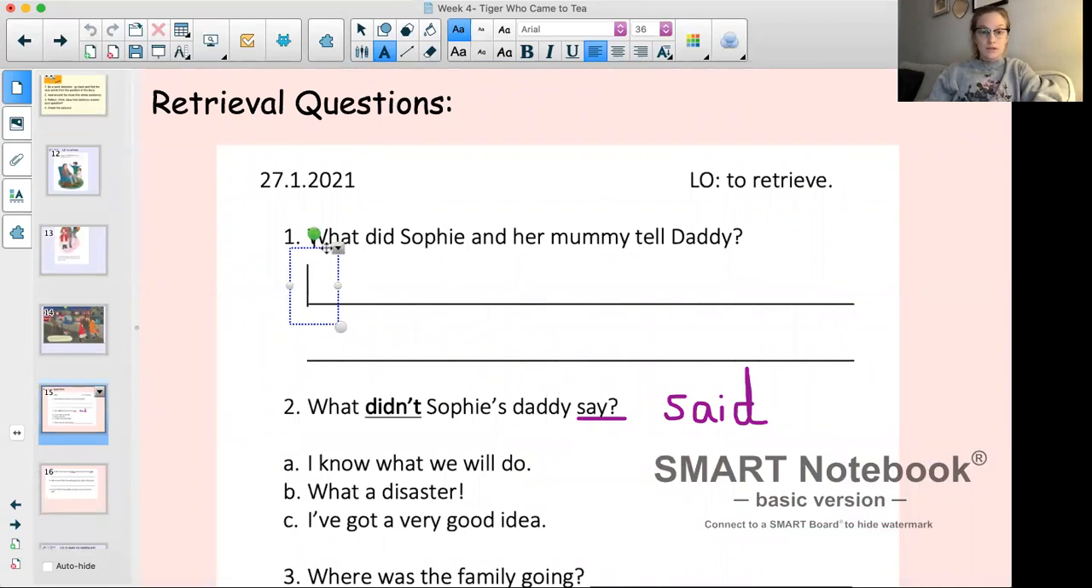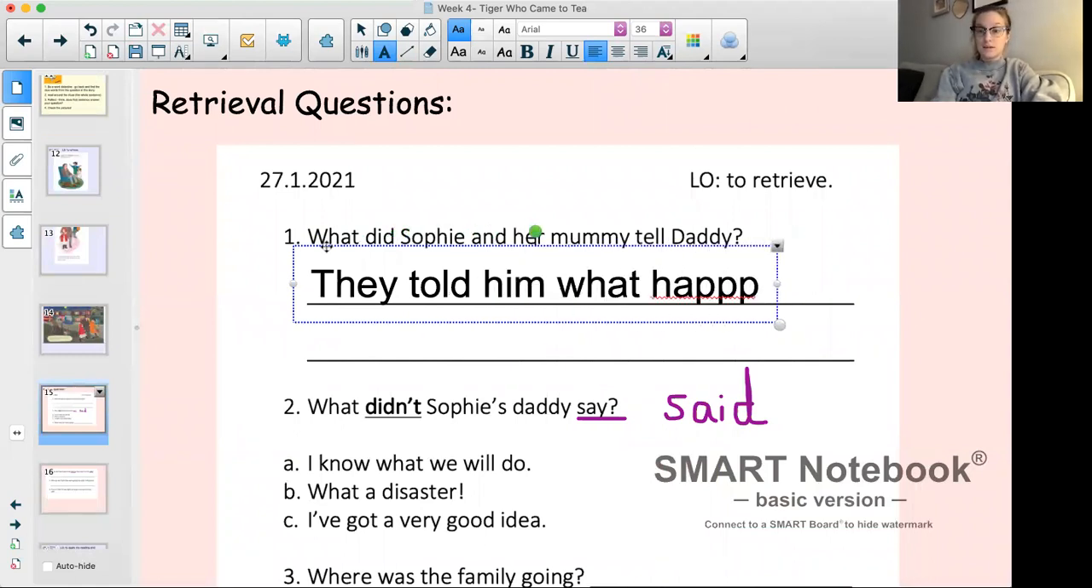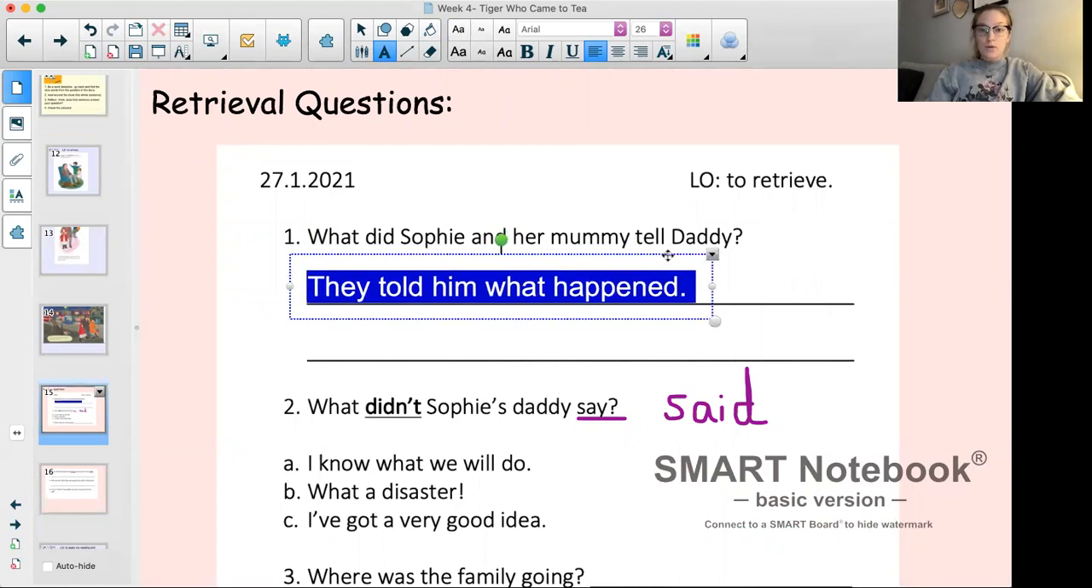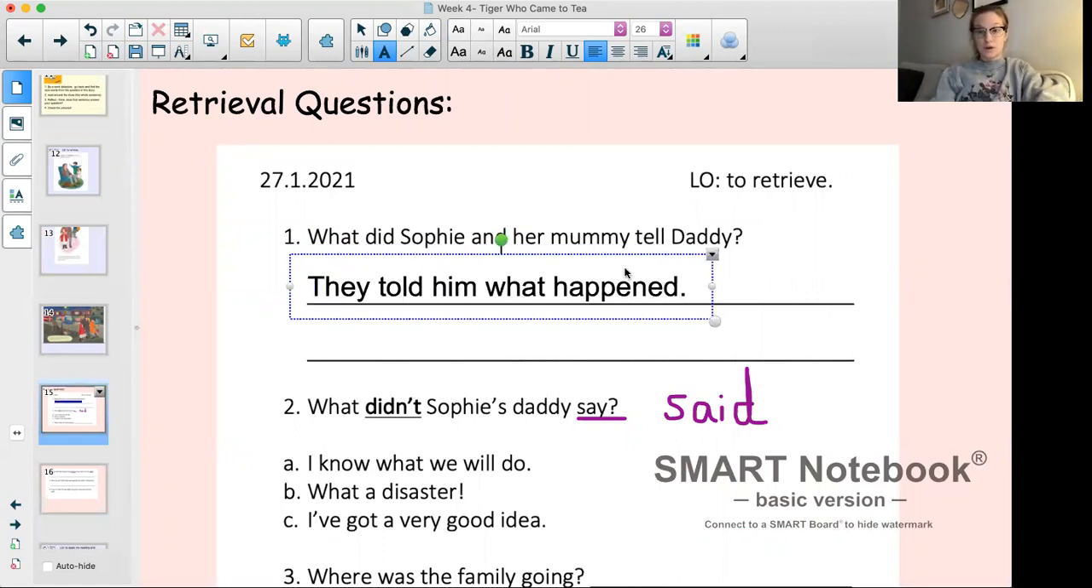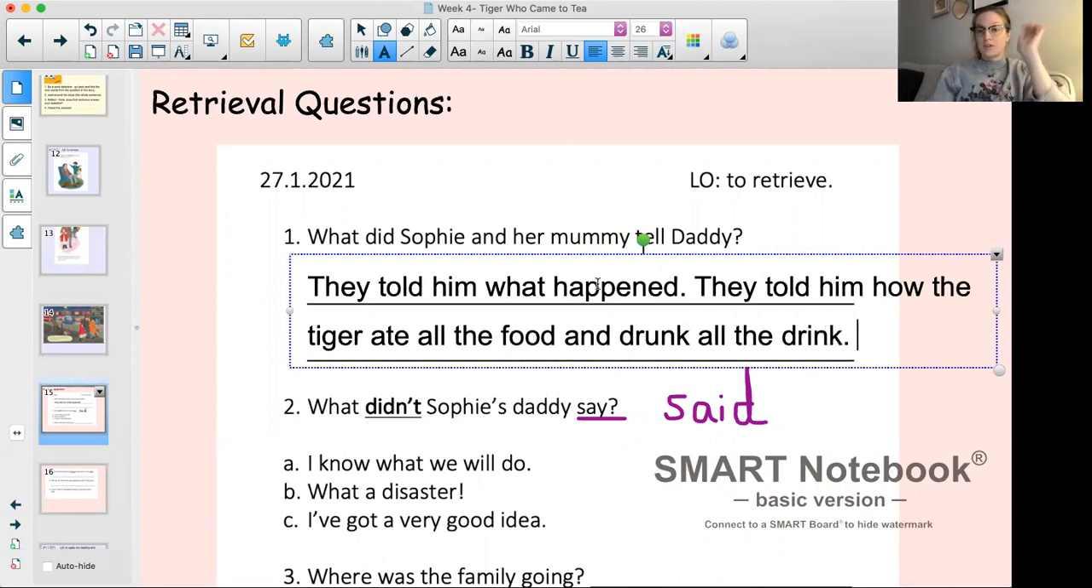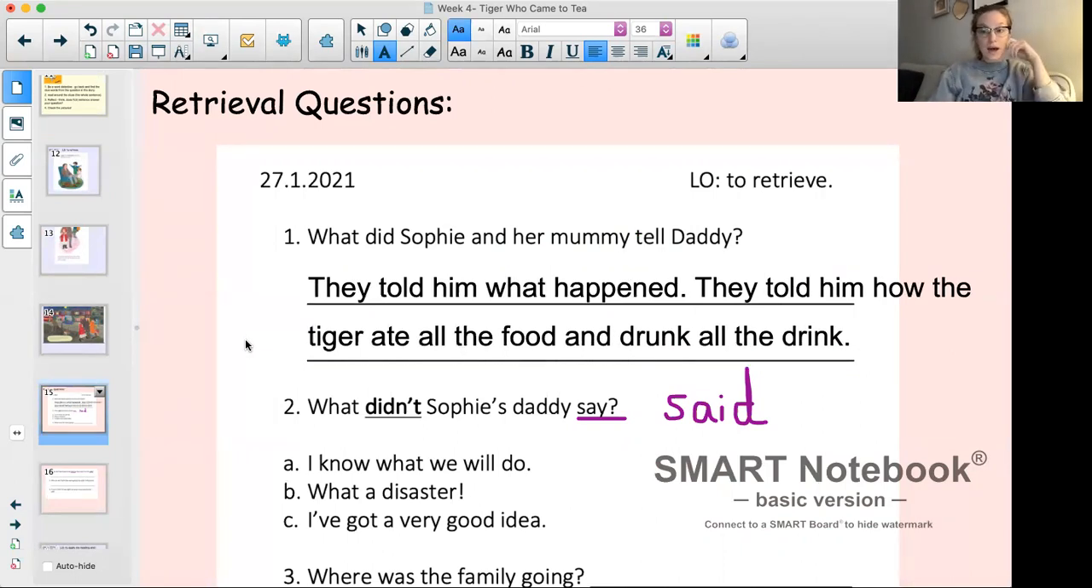So our first level of answer would be they told him what happened, which is a bit of detail. That's a true answer and it's an okay answer. But remember, we're always talking about adding detail. So more detail from the story would be they told him how the tiger ate all the food and drunk all the drink. You could add more detail as well. If you have they told him what happened, you can give yourself a tick. But if you want to add even more detail, that's a more year 2, 3 answer. So it'd be good to add as much detail as you can.